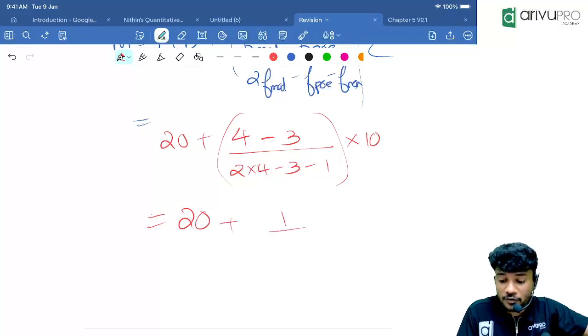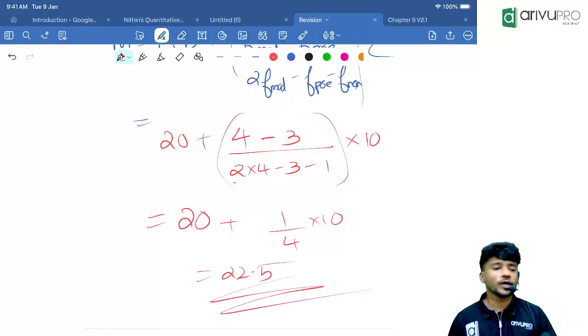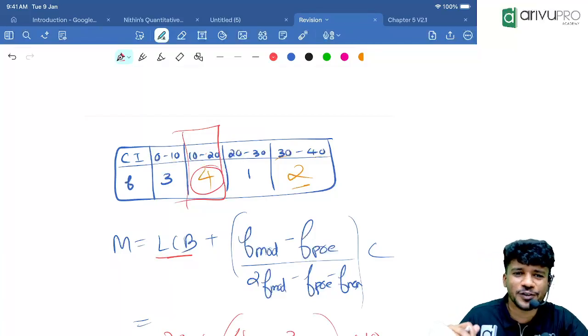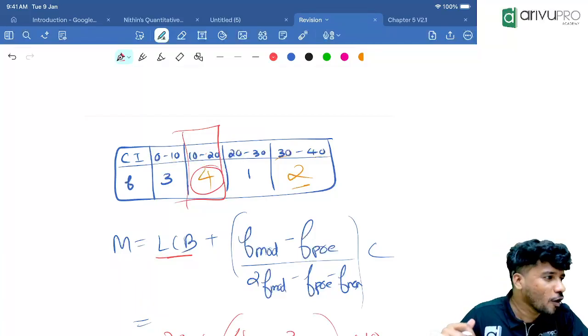20 plus 1 divided by 8 minus 4 is how much? 4 into 10. How much is it? 22.5 is your mode. When we change the question a little bit, do you know why I changed it? In order to solve the question properly. Otherwise, we should go with options.